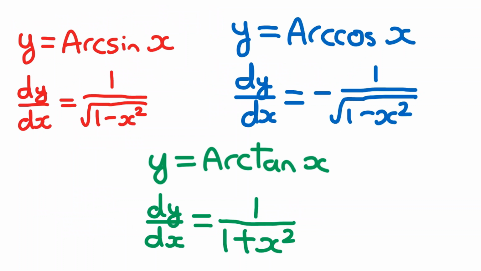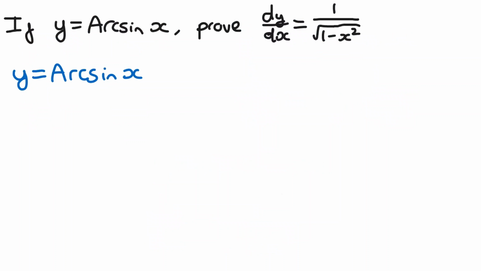You also need to be aware of the derivatives of the inverse trig functions Arcsin, Arccos and Arctan, which are given here. These aren't given to you in the formula booklet, which is quite harsh in my opinion, so you're going to have to remember them. Now, you may be asked to prove these derivatives for these inverse functions. So let's show how this works, starting with the arcsin, and we need to prove that dy over dx is equal to 1 over the square root of 1 minus x squared.